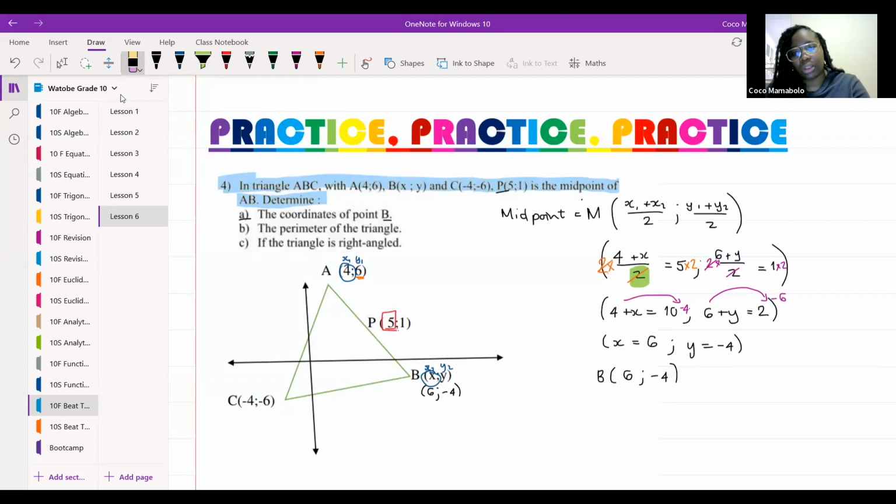Okay, yeah, it makes much more sense now. Yes. Do you see why we did the same with y? y1 plus y2, y1 is 6, and our y2 value is y. We don't know what it is, but we know that the end result must be 1. You see that? 6 plus y divided by 2 must equal 1. Makes sense.